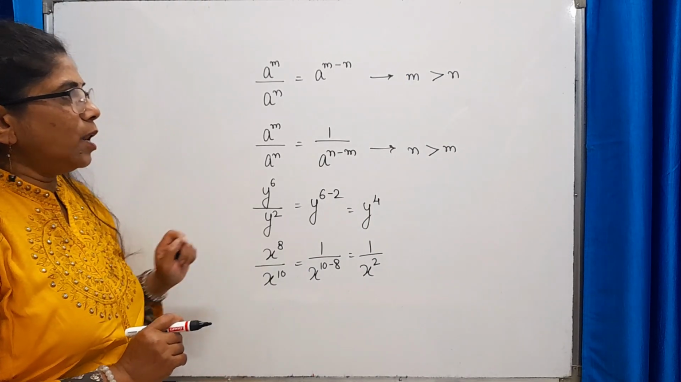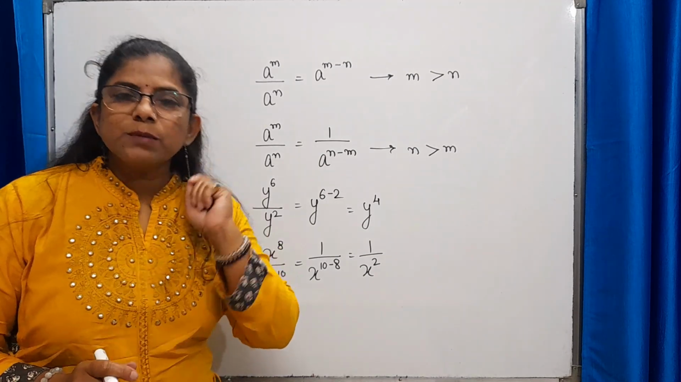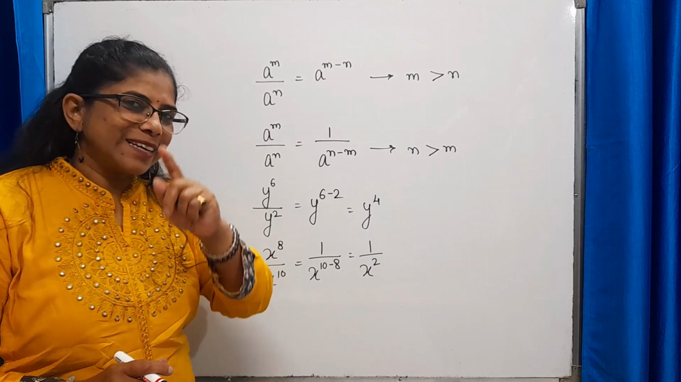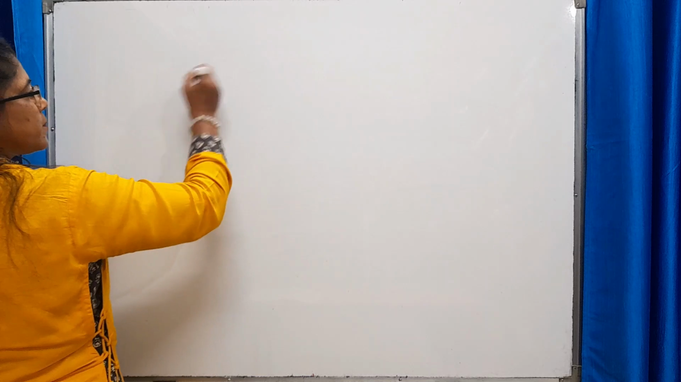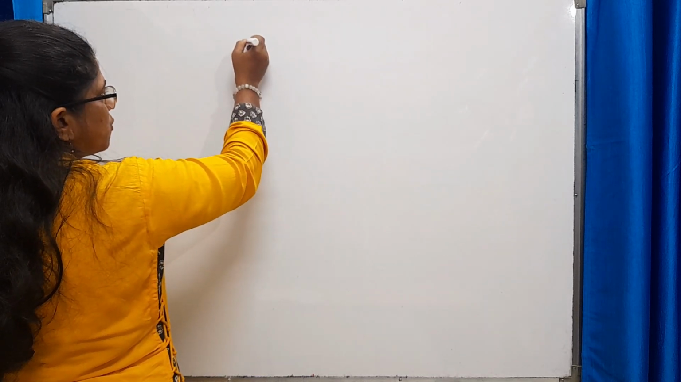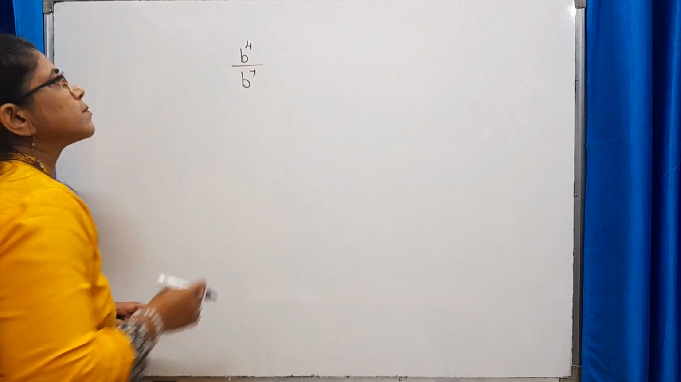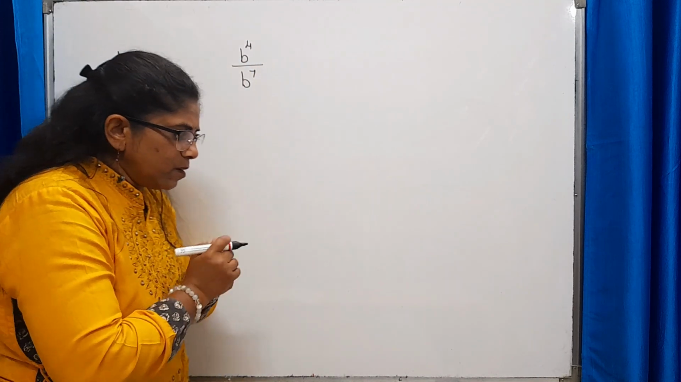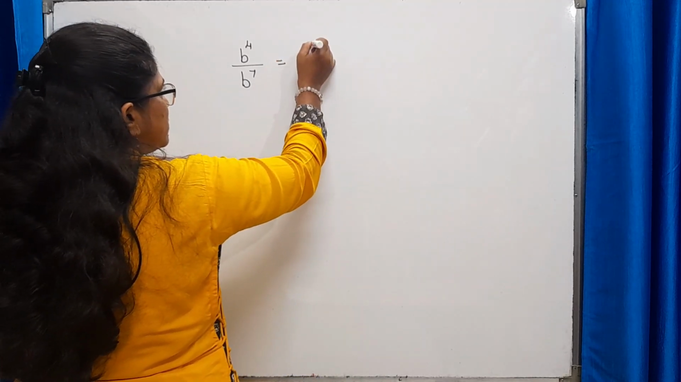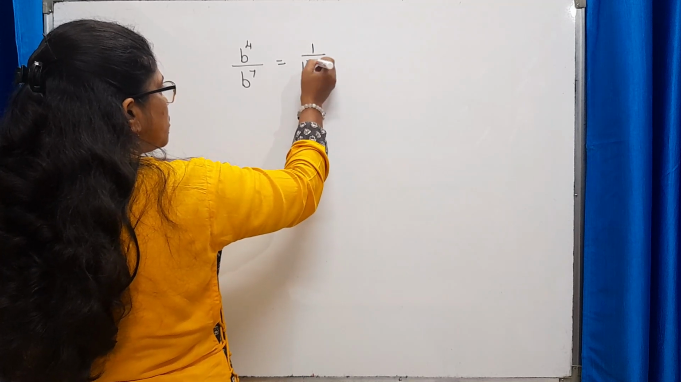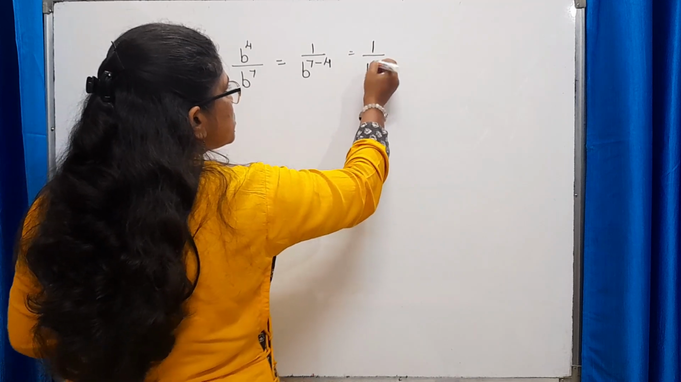Now, with the help of this second law, we can derive one more simple concept. What it is, I will tell you. Okay, now let's check one example. B to the power of 4 upon b to the power of 7. Okay, if we straightway apply our second law, it is b to the power of 7 minus 4, which is 1 upon b to the power of 3.